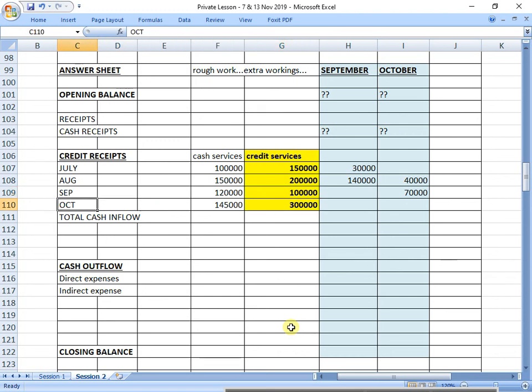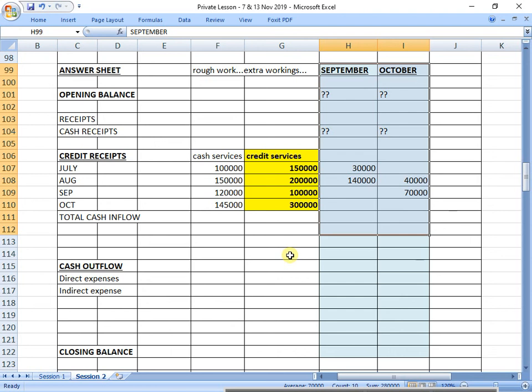October. Tell me about this one. Next line. October. Credit sales or services? 300,000. When do I start collecting? In November. Do I want it? No. November is not part of the budget. That's it. The end. Okay. Next bullet.